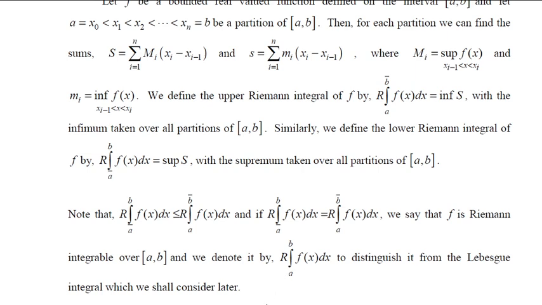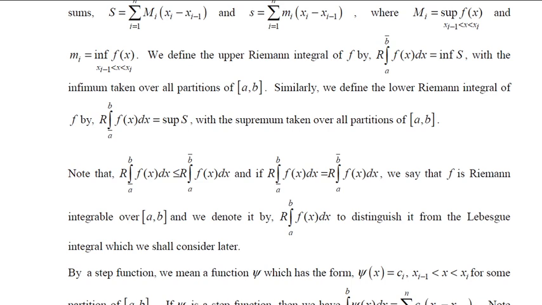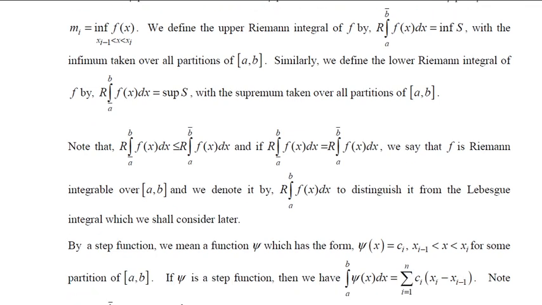and Lebesgue integral later. By a step function, we mean a function psi where psi(x) takes the value ci whenever x lies between xi-1 and xi, where this is a partition of the closed interval [a, b]. And if psi is a step function, then we have proved this result that integral a to b psi(x) dx equals summation i from 1 to n of ci into (xi minus xi-1). This we have discussed in the second semester class.